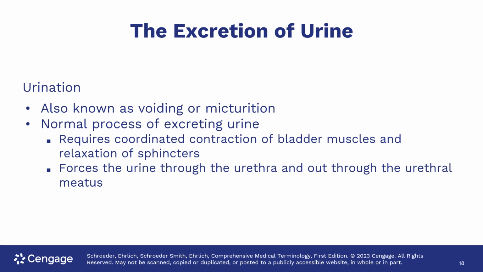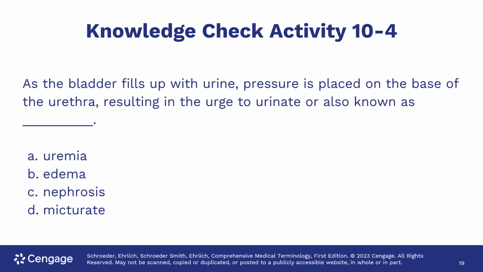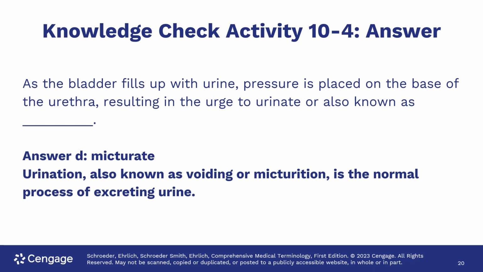Urination is peeing, also known as voiding and less commonly known as micturition. Urination is a coordination of contraction and relaxation of muscles and sphincters that allow for the release of urine from the body. The urge to urinate is called micturate.